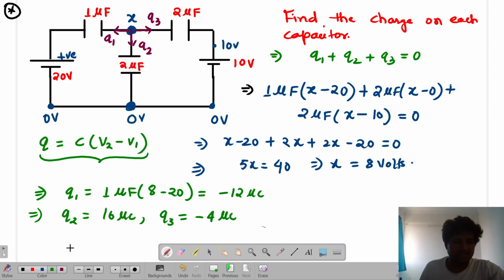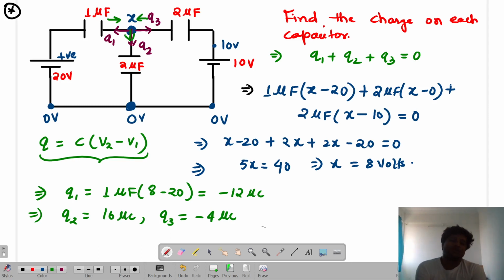So the meaning of this minus is that this is our convention that charges Q1, Q2, and Q3 are going from the potential X. But actually, this minus sign shows that the direction of Q1 is opposite. Got it or not? Direction of Q3 is also opposite, and Q2 is as it is. So this gives us the idea now that, look carefully, total incoming current is how much? 12 plus 4 if I do, it is 16, and that is going as Q2, which is 16 microcoulombs. So you got the charges on each capacitor in the easiest way.